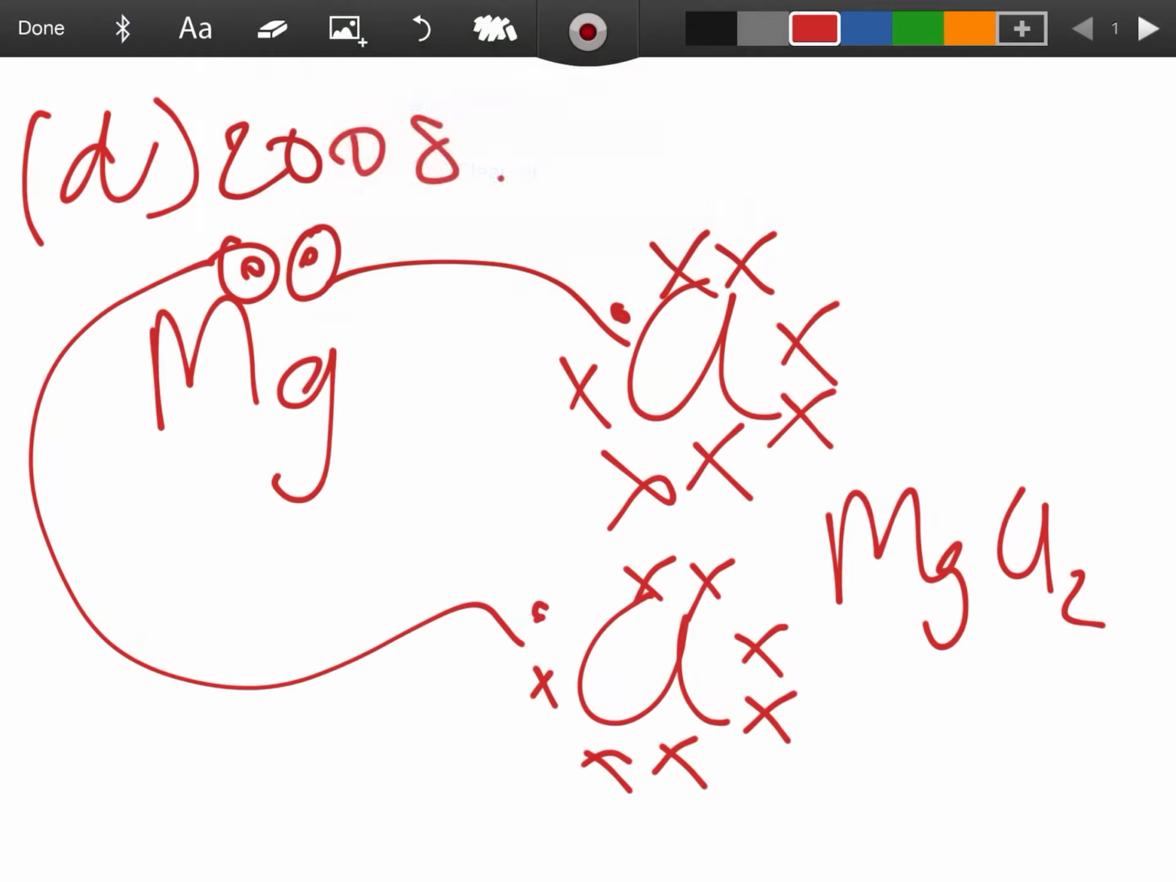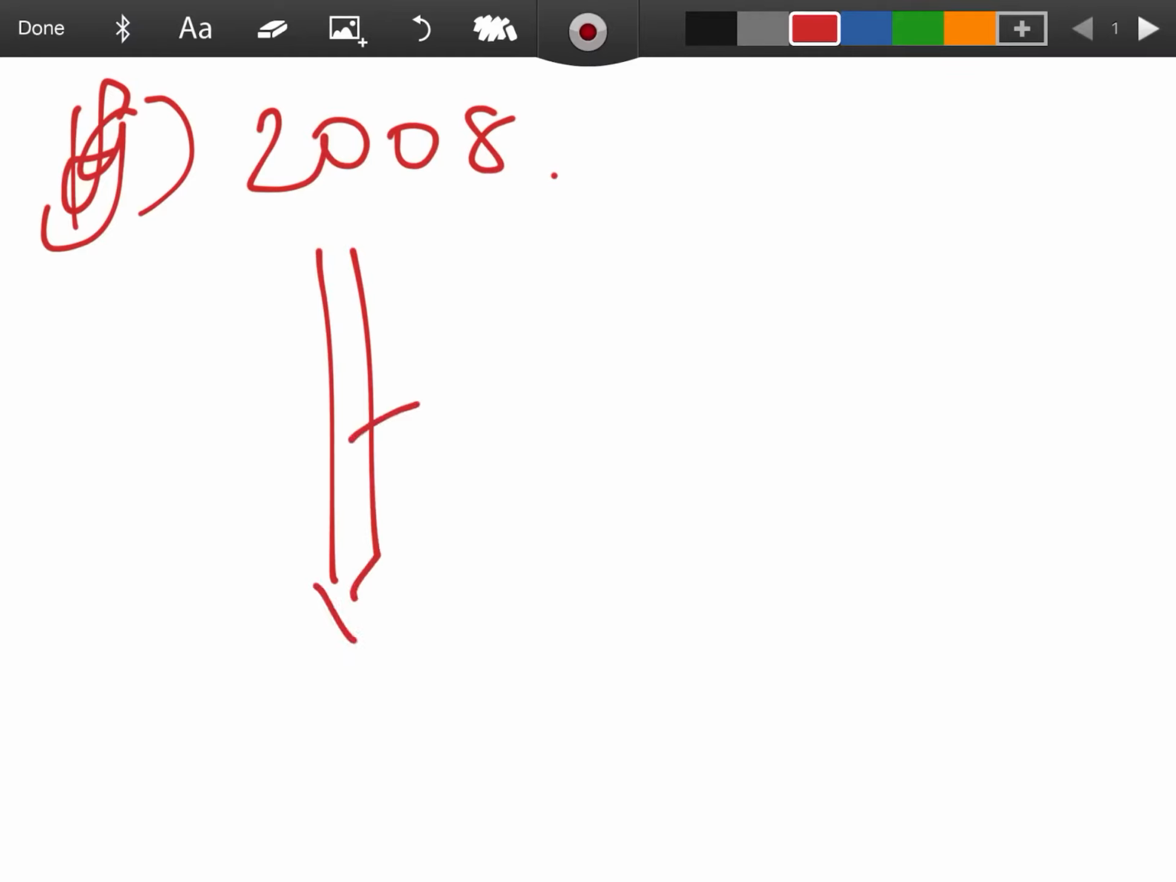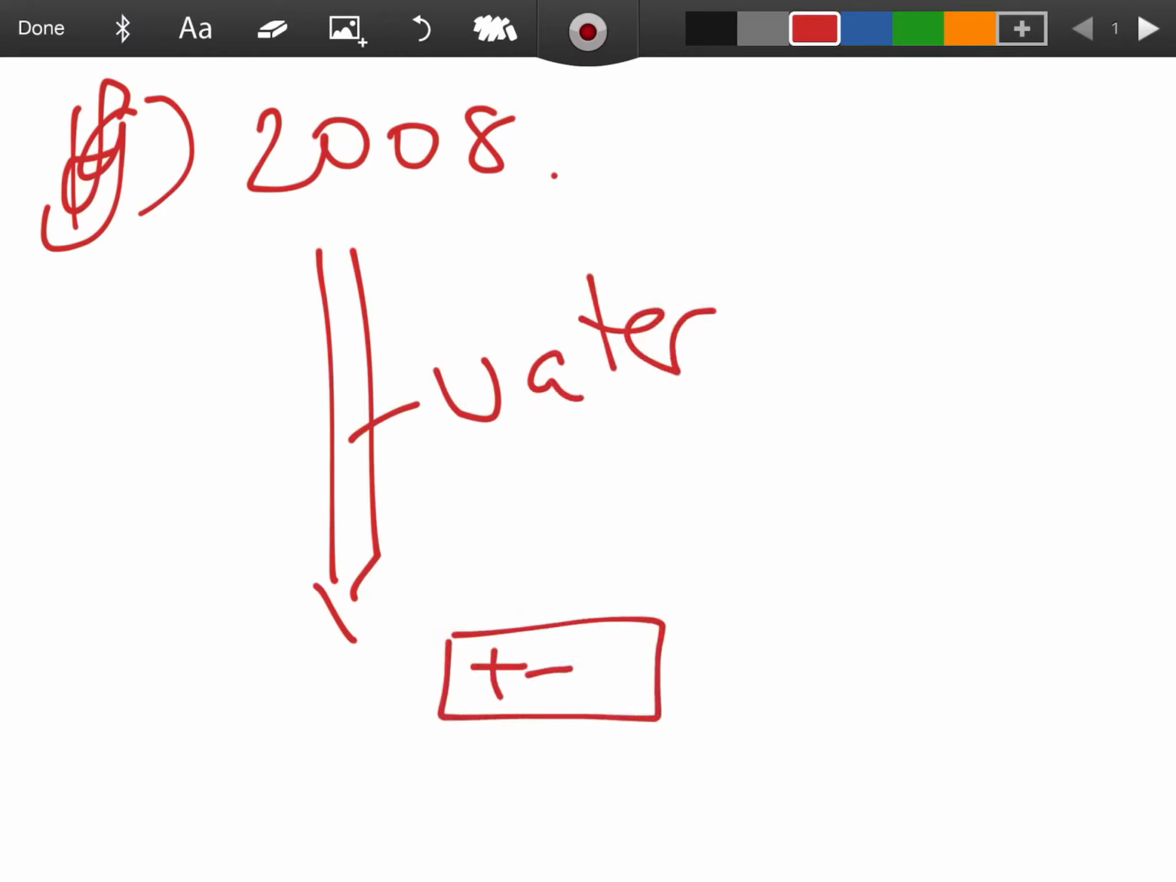And then finally in part G of that 2008 question, it shows you a burette with a thin stream of liquid, and it says the stream of water is deflected towards a positively charged rod. Account for the observation. So if you've got a burette and you know there's water in it, and you are bringing a positively charged rod to that, account for the observation that the water is deflected towards the rod.